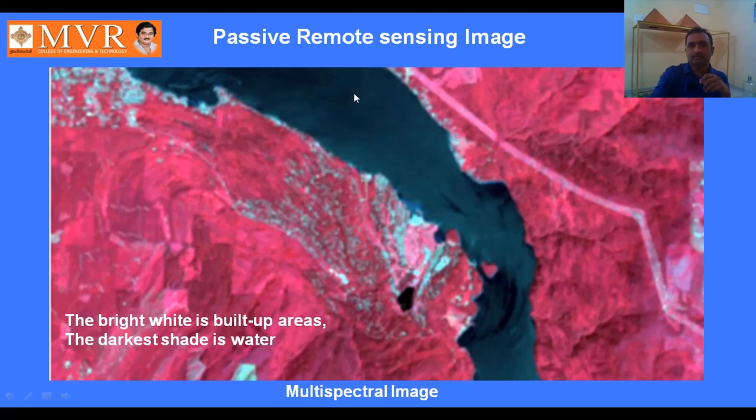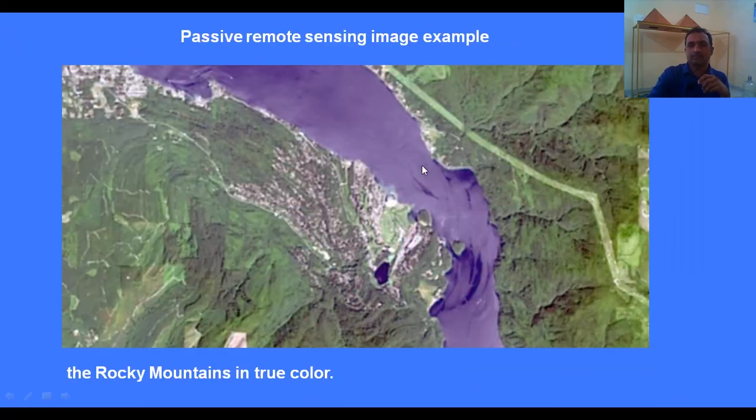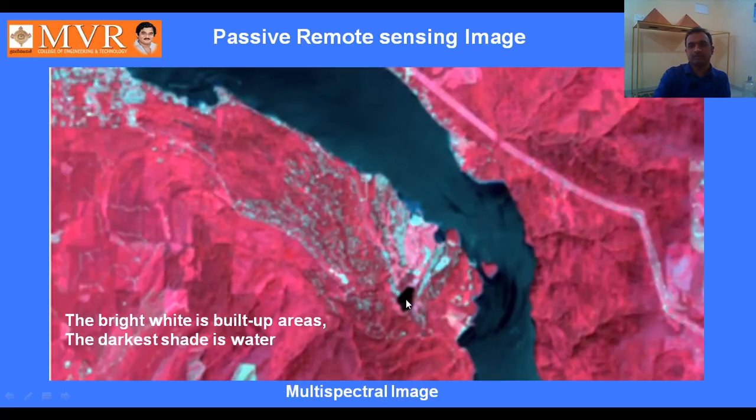This is the darkest shade of color. See, this is some water flowing in this direction. This is also a water body. So how does it appear in the satellite image? This is the water body. This is a satellite image.